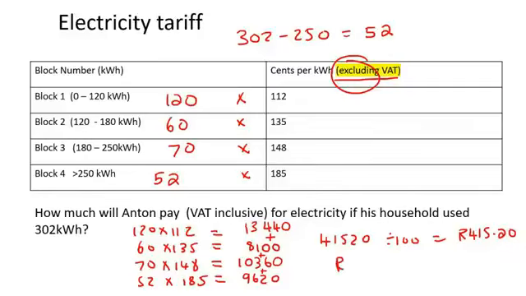So to now include VAT, we would multiply by 1.15, and we end up with 477.48. So 477 rand and 48 cents.